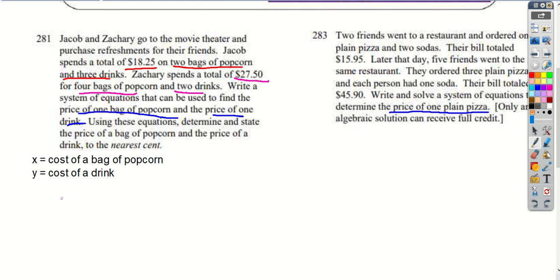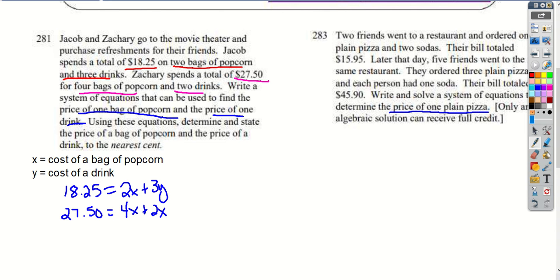So we know for the first one, it was $18.25, and that was equal to 2 bags of popcorn, so 2x, plus 3 drinks, 3y. And the other one was $27.50, and that was 4 bags of popcorn and 2 drinks. And so for this system, it's kind of easiest to use elimination because I don't have an x or a y just by itself, okay? You could use substitution, but for this one, I think addition is easiest.